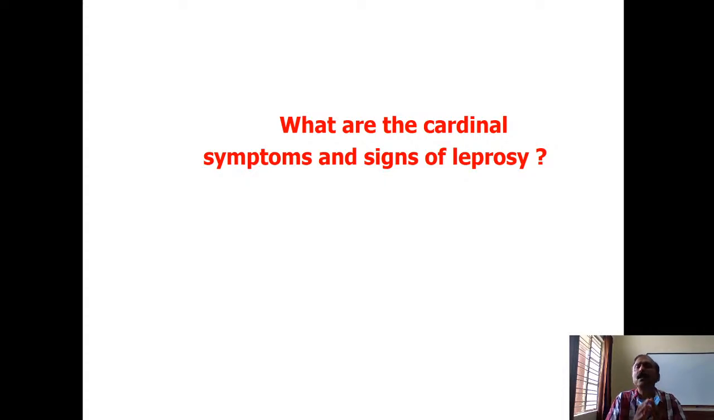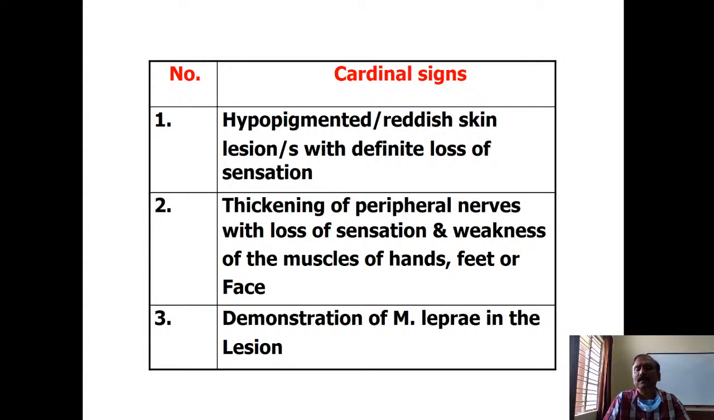So, what are the cardinal symptoms and signs of leprosy? When you start looking at leprosy, the cardinal symptoms and signs that we look for are three. One, a hypopigmented or reddish skin lesion with definite loss of sensation. Very, very important. Please remember 2 points in this. One, it has to be hypopigmented or reddish, and second, there has to be a loss of sensation.